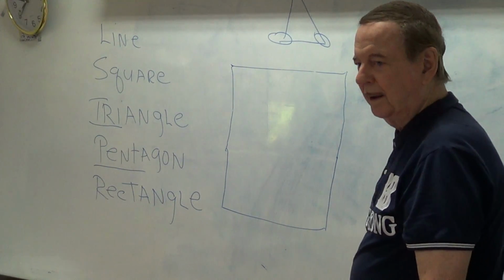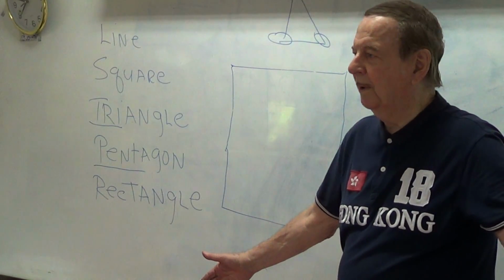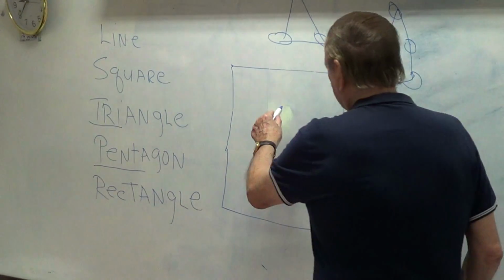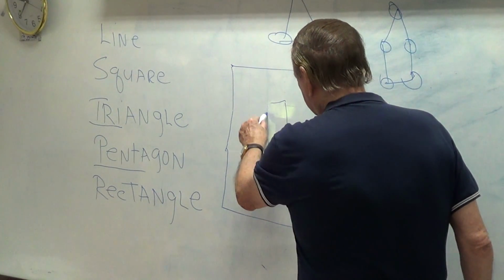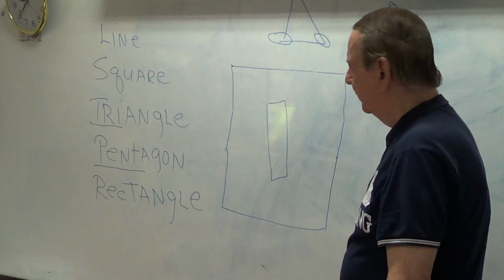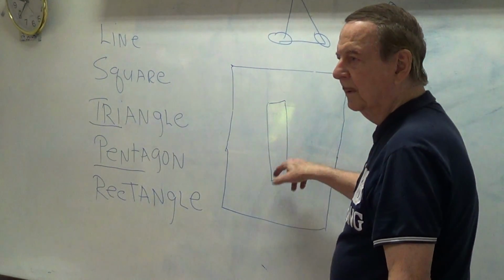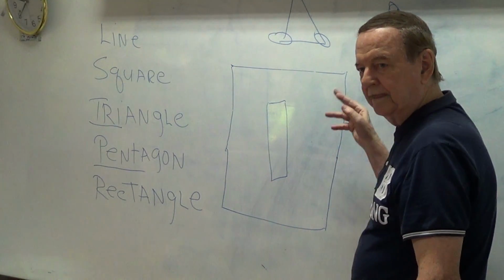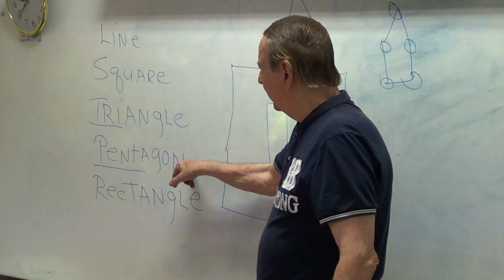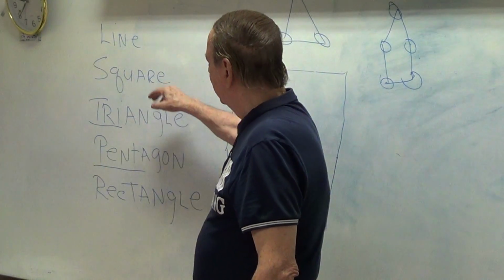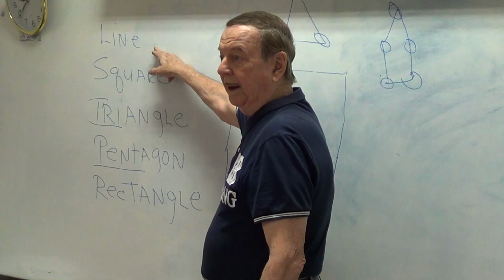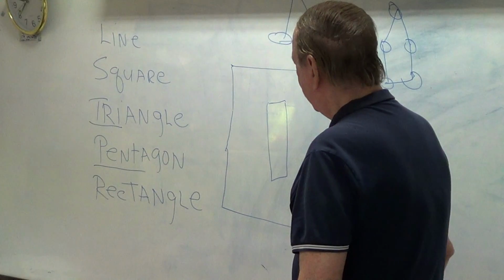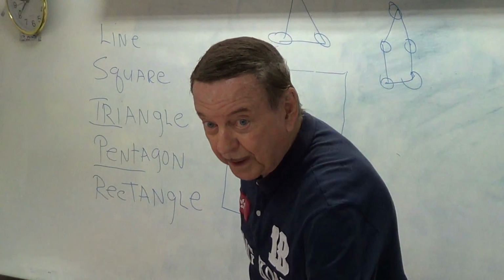So, is this room a square or is it a rectangle? You'd have to measure to find out. But a rectangle would be more or less something like that. Short, long. Whereas a square, same. 5-sided, 3-sided, a line, a straight line. Follow the line. Any questions about that?